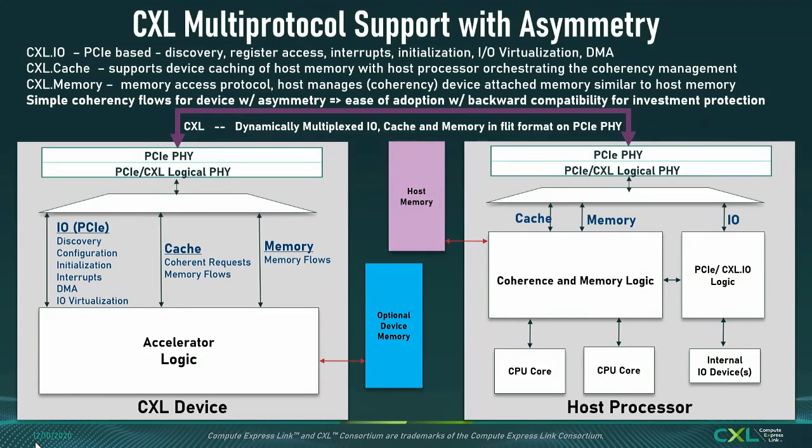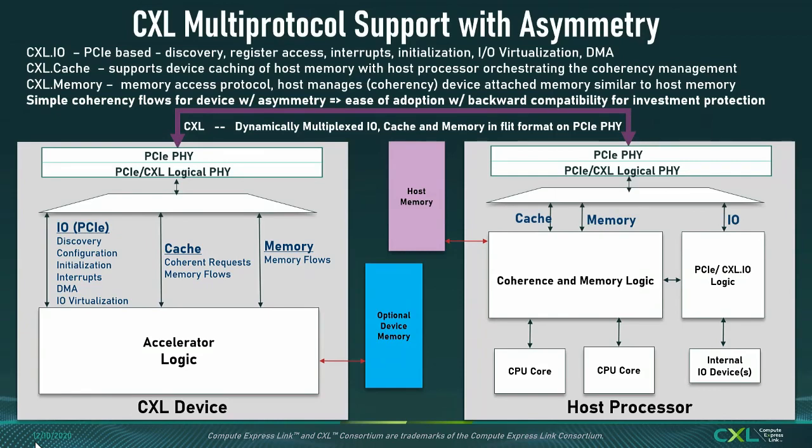And there is a picture here. On the left side, you have a CXL device, which may be attached to some optional memory. Some of them have it, some of them don't, as we saw in the picture before. And on the right side, you have a representative host processor. This could be a single processor, or a multi-processor system. And you've got the host memory there.